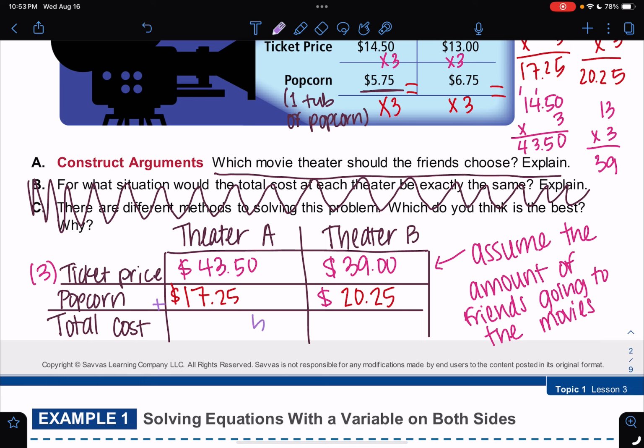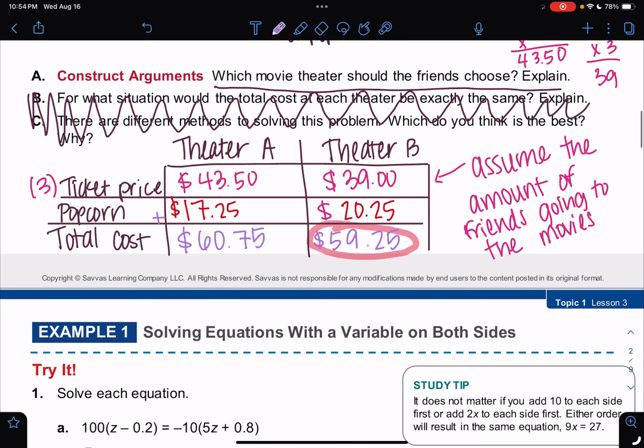And I'm going to have $60.75 for theater A if 3 people are coming. And for theater B, I'm going to have $59.25. So with this in mind, if I was trying to figure out which theater the kids should go to, I would definitely choose theater B because it's the cheaper price, the cheaper overall cost. Okay, that's what I would say. So write that in words on your paper.